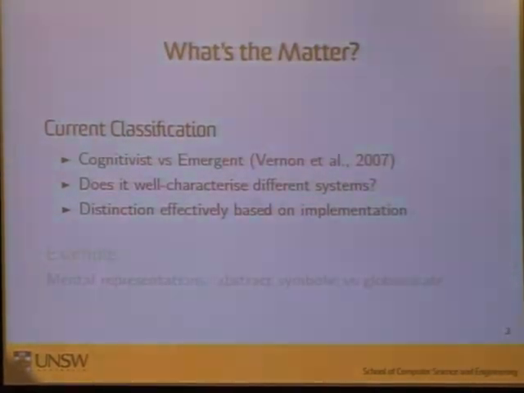So what's the matter? Currently cognitive systems, cognitive robotic systems, get classified into these two broad families. One is the cognitivist approach, which is your classical symbolic reasoning, knowledge representation based system. An example of that would be Shaky. A much later example would be some of the robotic systems we've seen at the conference this week. And that's on the one hand.